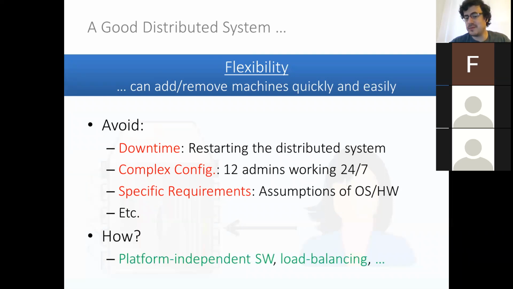So how can we solve this? For example, platform independent software. For this reason, Java is particularly popular in big data for distributed systems, because you have a JVM that gives you this sort of platform on which you can develop software. Also load balancing. So essentially, if you add a new machine, your distributed system should be able to recognize that and start to assign it work, or start to assign it data to store, whatever. So you want this to be automated.